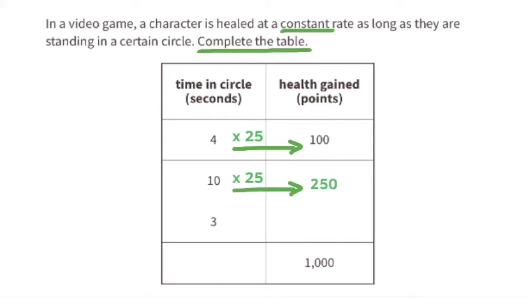10 seconds in the circle times 25 equals 250 points gained. 3 seconds in the circle times 25 equals 75 points gained. This last row is 10 times bigger than the first row. If 4 times 25 equals 100, then 40 times 25 equals 1,000. Or 1,000 divided by 25 equals 40.